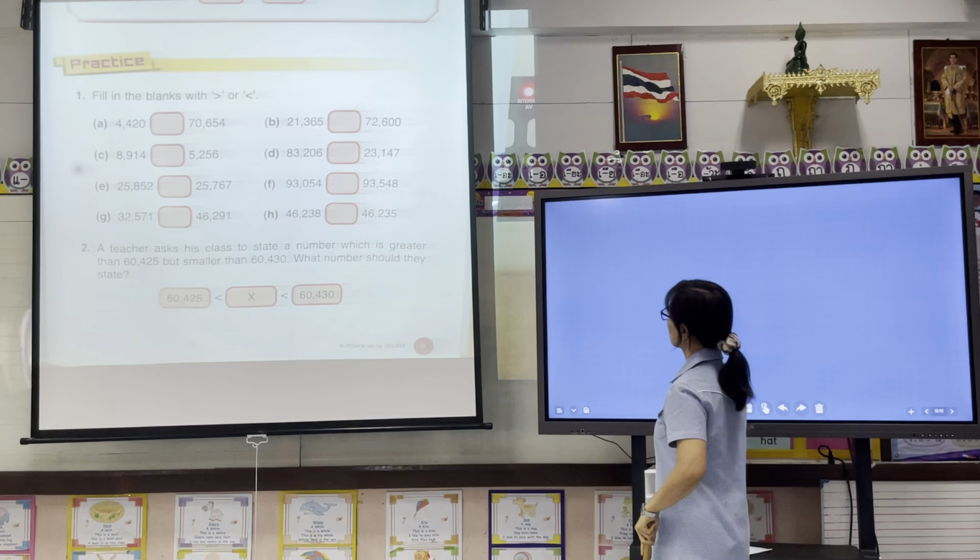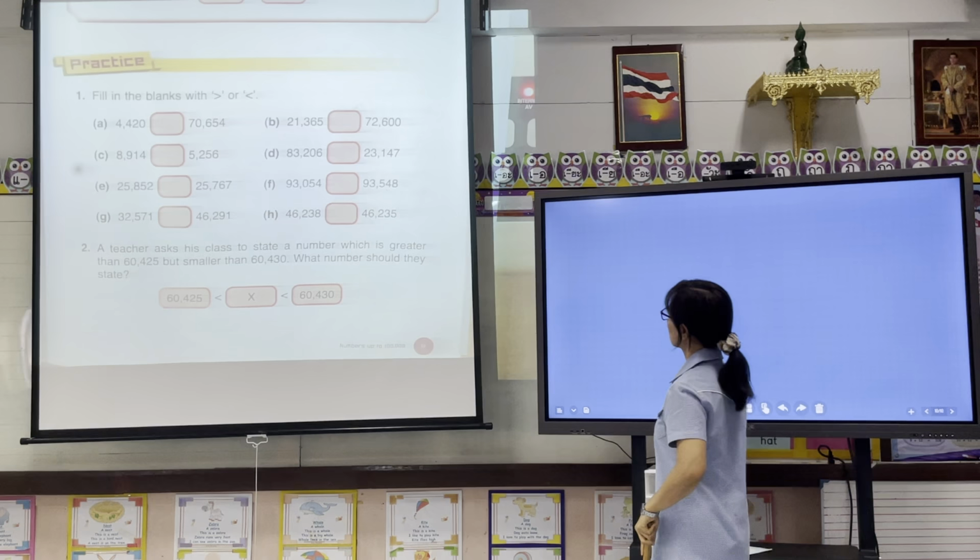So our comparison symbols: we have this sign, which means equal, is equal to. And this sign means not equal or unequal, not equal to. And this sign, what does it mean? This sign is greater than, bigger than, or more than. And this sign means is smaller than, or we could say less than, right? Okay.